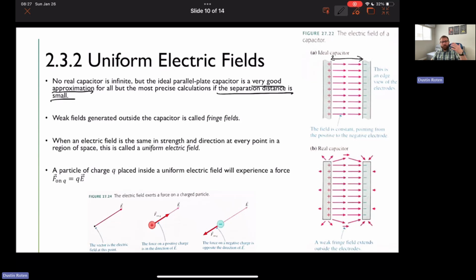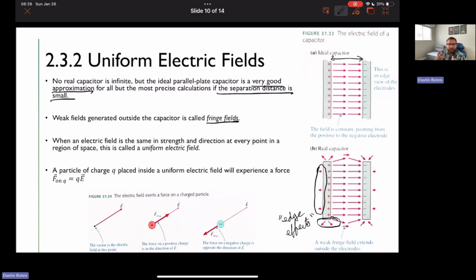Weak fields do get generated outside of the capacitor. These are called fringe fields. So if you look at what's going on outside of a real capacitor, you're going to get some really weak fields on the outside. You're going to have some edge effects. A lot of times they're so weak you can just ignore them, unless you're making something really small and super sensitive, where the capacitors are around a lot of other electronic components. Other than that, you should be fine with just the approximation.